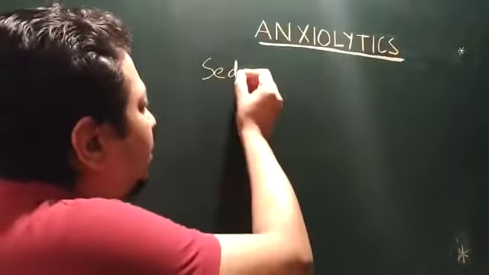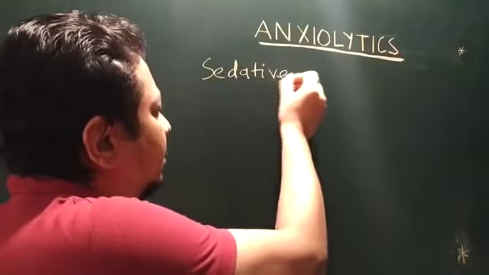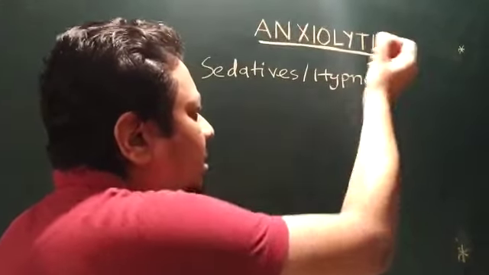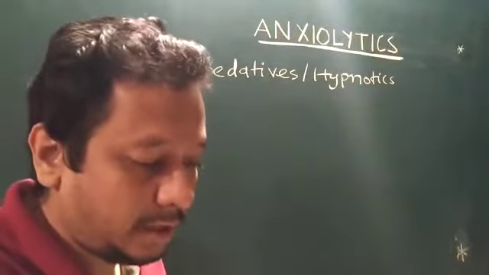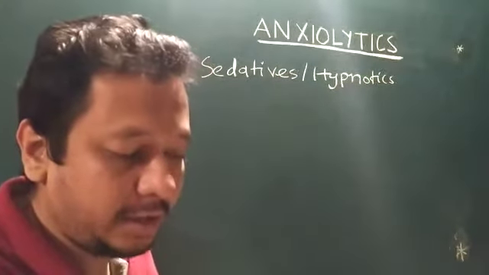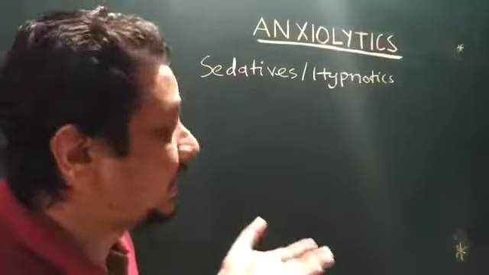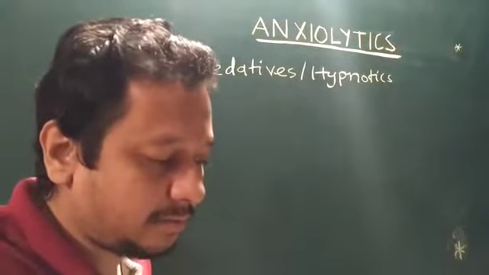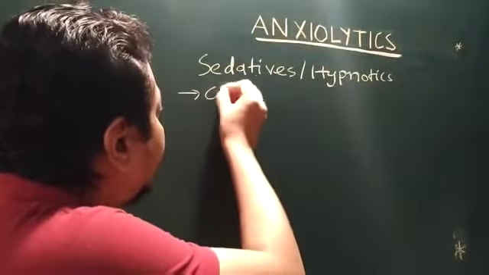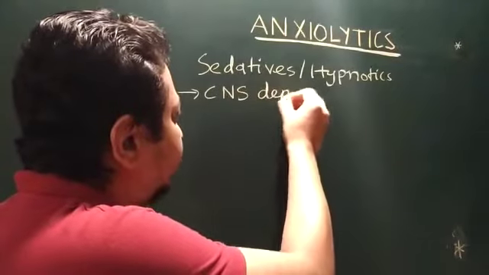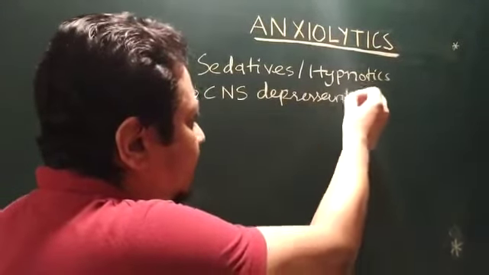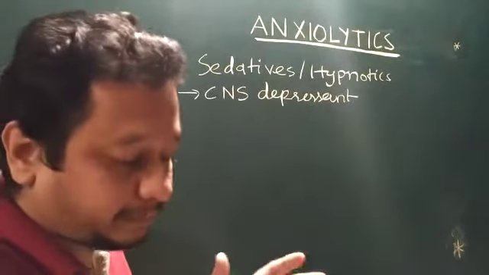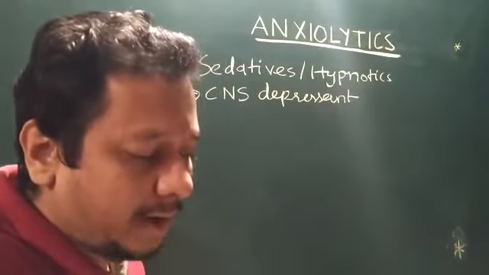We must know these two terms: sedatives and hypnotics. These are the important terms in anxiolytic. Now, what are sedatives? I have explained in my hyperpolarization video. The sedatives and hypnotics both have CNS depressant activity. So you can say that sedatives are CNS depressant. First thing, they are CNS depressant, and I hope I have mentioned that this depressant is totally different than the mood depression.